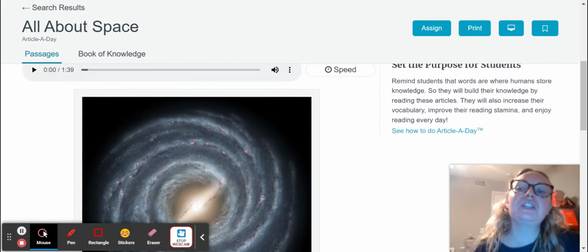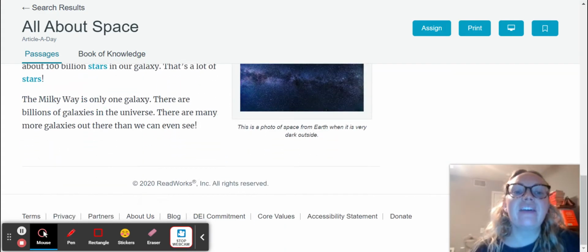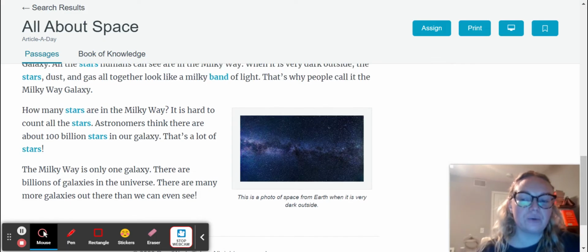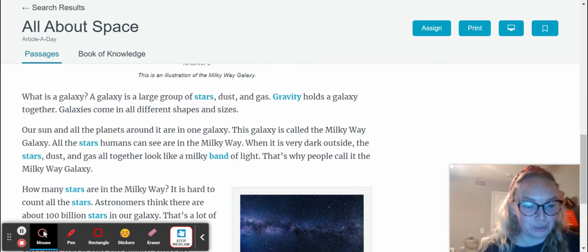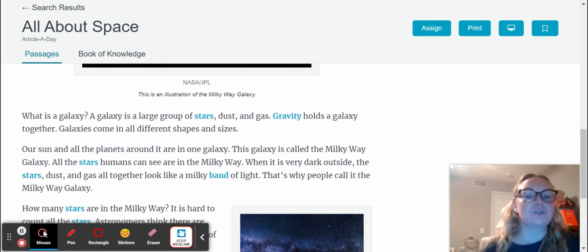So, after students finish reading their article a day, they have a couple of choices. They can either do what's called a digital book of knowledge, where they type a little bit about what they learned. So, they could type sort of like a main idea and details. They could type what stuck out to them or what information was new to them. This could also be something you do quickly and simply in a spiral notebook. They could draw a picture, they could write there.